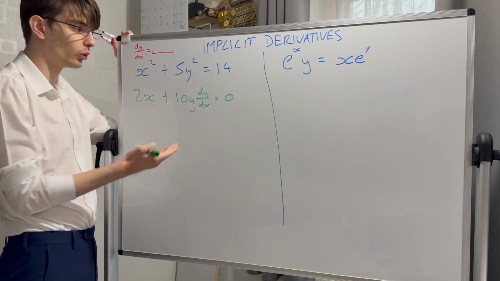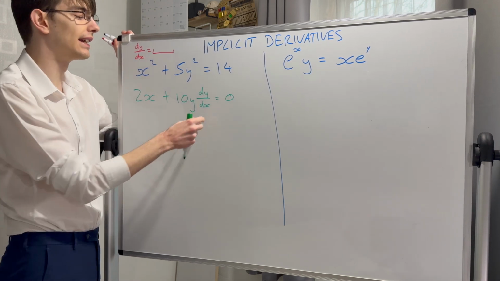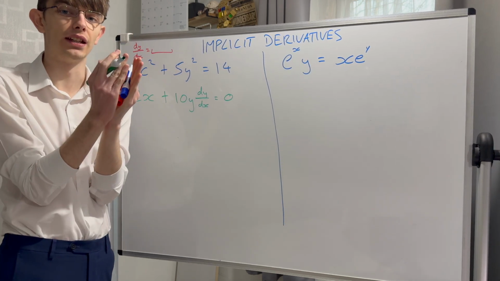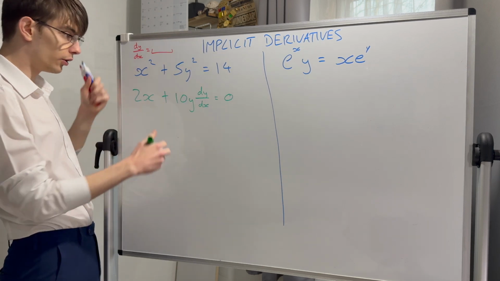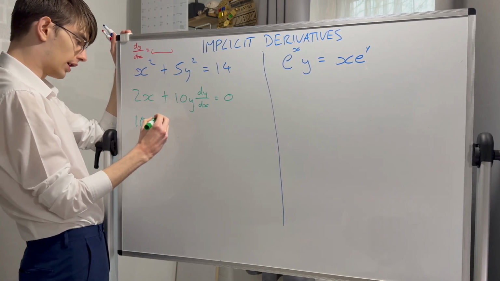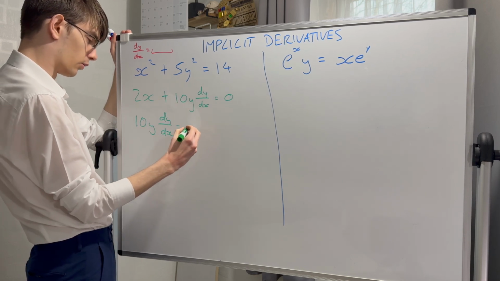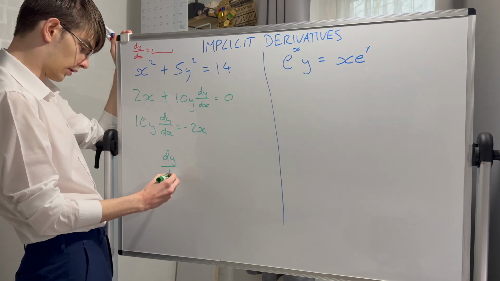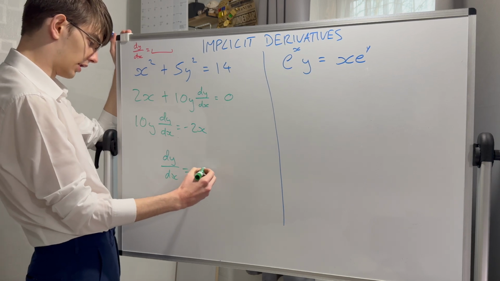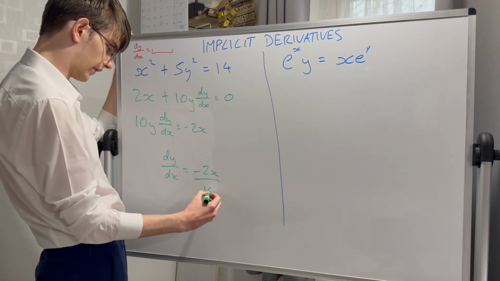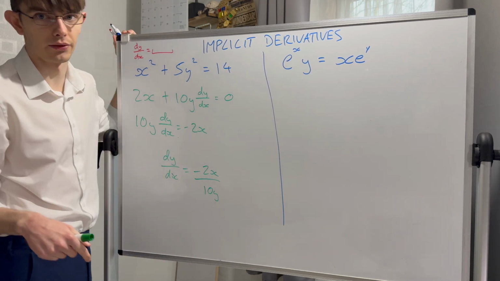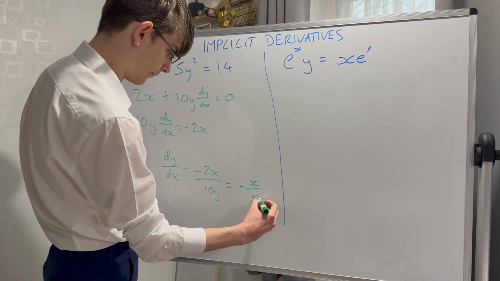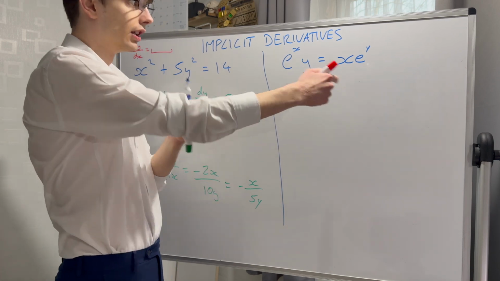And again, because there's an equal sign in here, to tidy things up, I would like dy by dx to be equal to something. So I have a differentiated thing, and I know it's differentiated. So let's just do some rearranging. 10y dy by dx equals minus 2x. Divide both sides by 10y. dy by dx is minus 2x over 10y. Cancel the 2 and the 10 down to 1 over 5. Fine, I'll do it. I'm not lazy. Minus x over 5y.